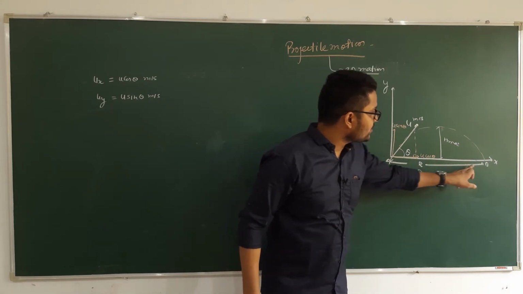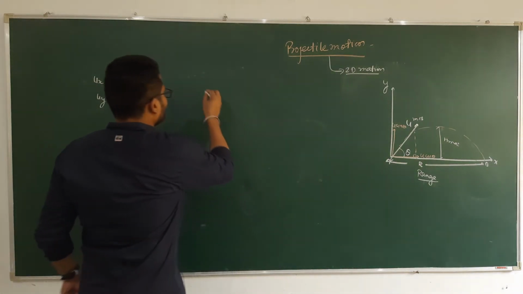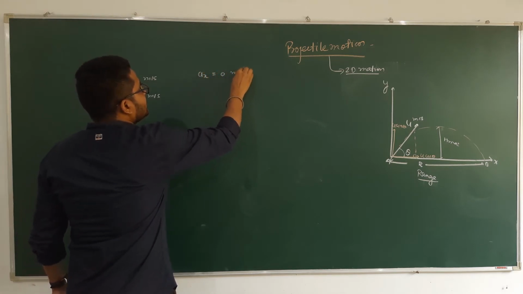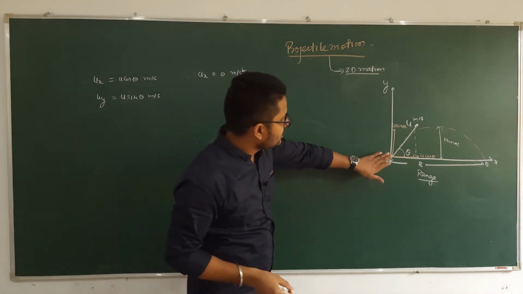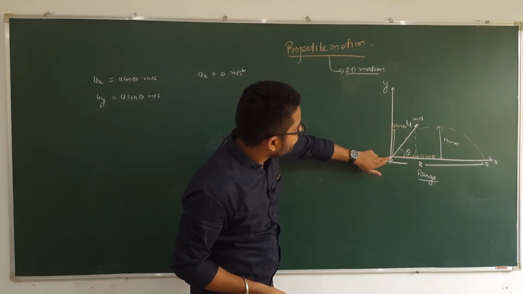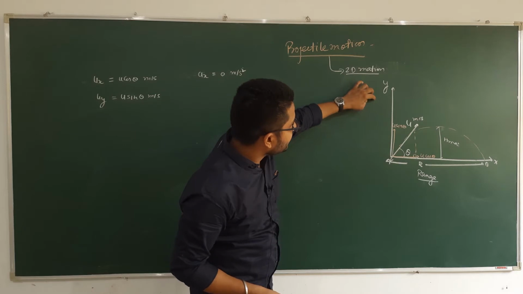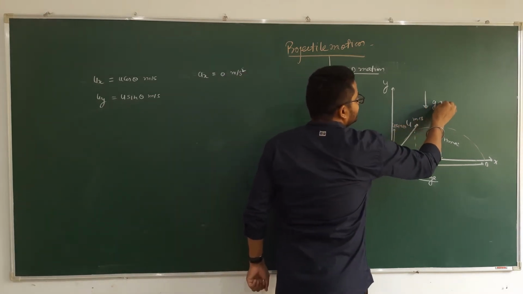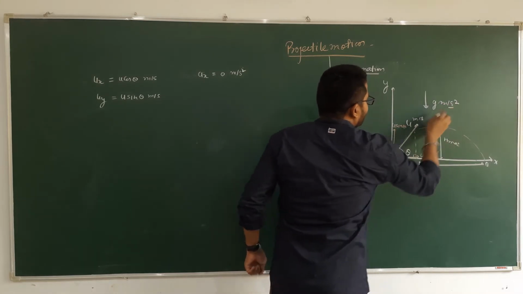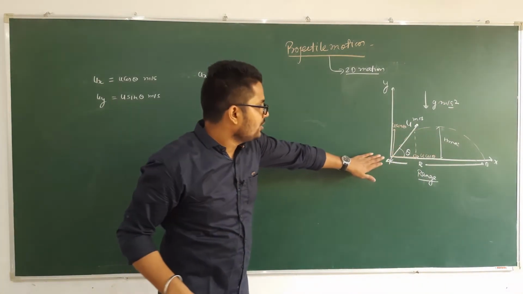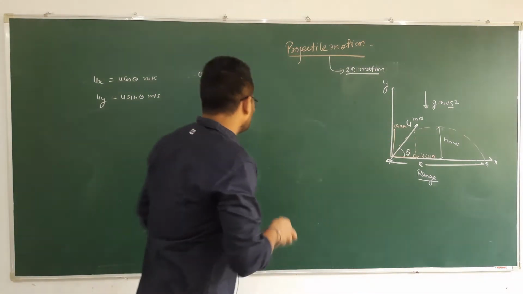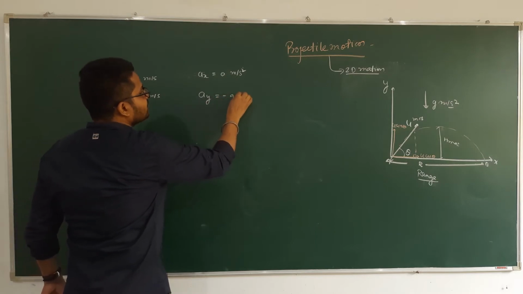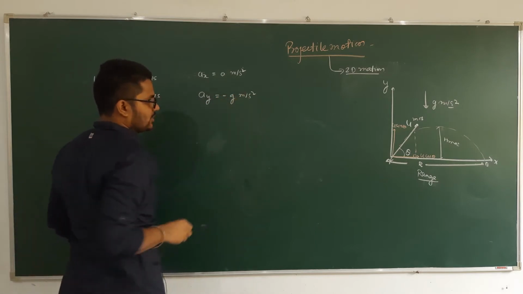In the horizontal direction, there is no acceleration working on it. In the horizontal direction, acceleration is 0 meter per second square. In the vertical direction, the velocity of the particle is upward, and gravity works in the downward direction, g meter per second square. So for vertical velocity, the acceleration in the vertical direction is minus g meter per second square.